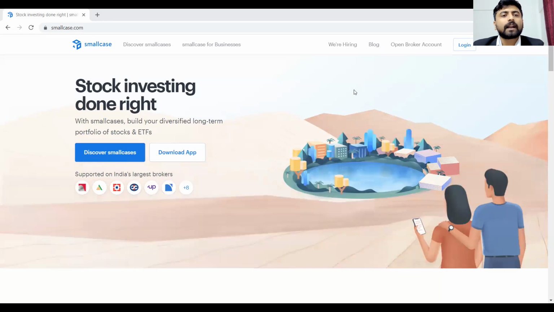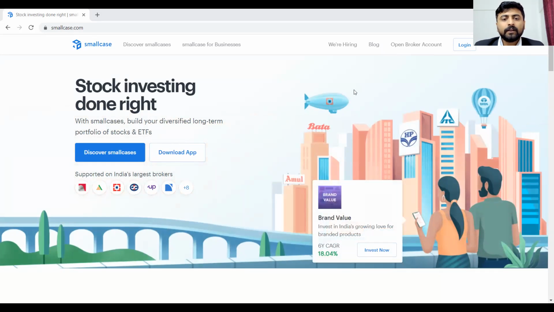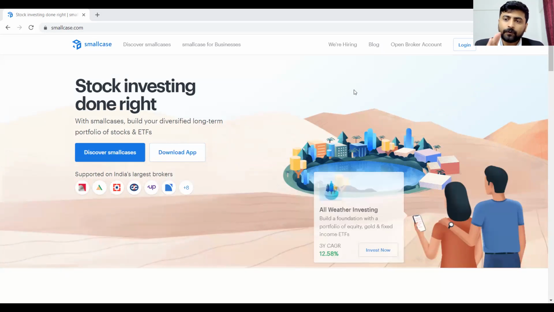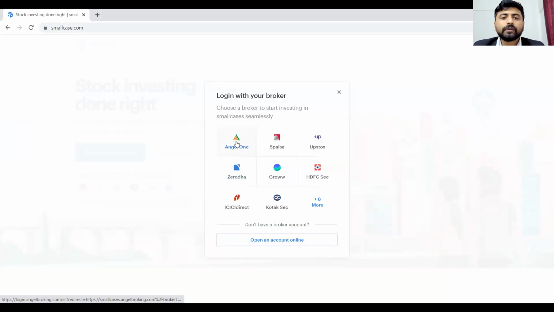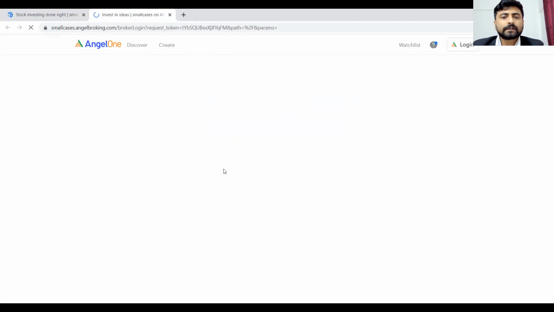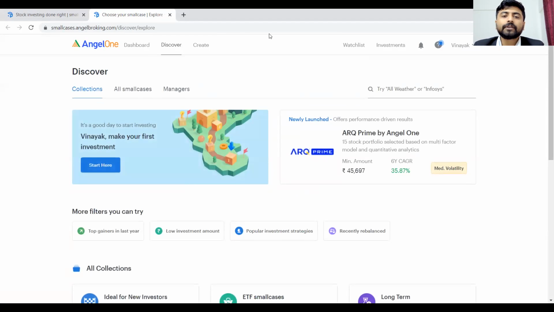Now I have arrived on smallcase.com. Over here, the first step is for us to log into the platform using our preferred broker, which in this case is Angel Broking. So I'm going to click on this button and choose Angel One as my preferred broker. Over here, I'm going to input the user ID, and then my password. Post that, click on login, and now you have successfully logged into the Smallcase platform using your Angel Broking credentials.